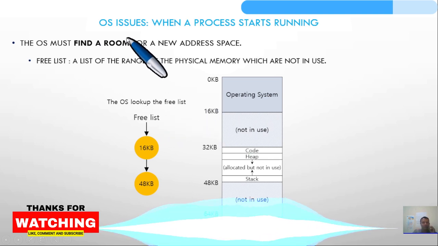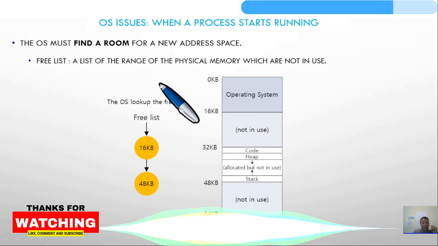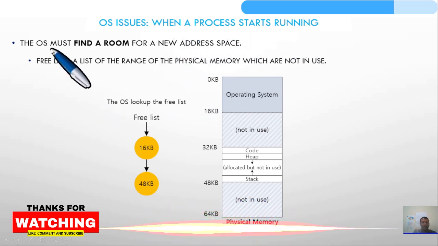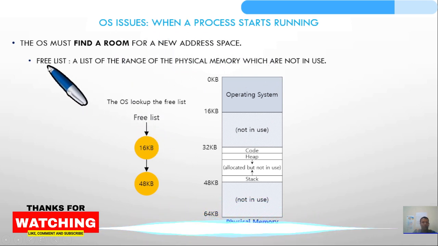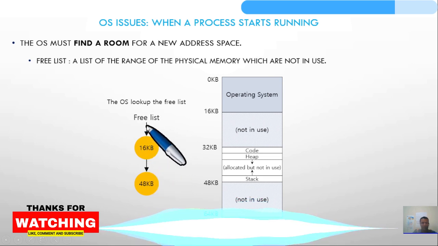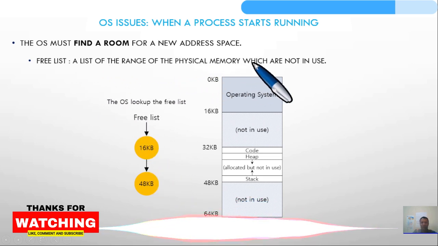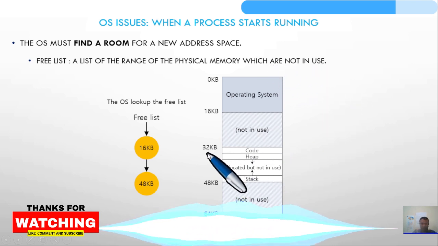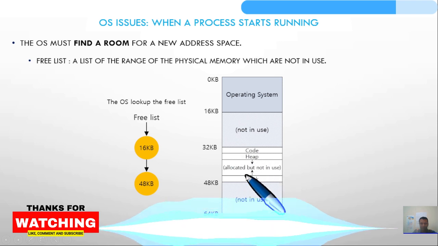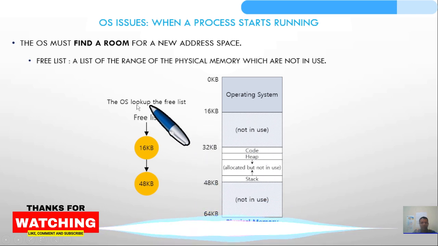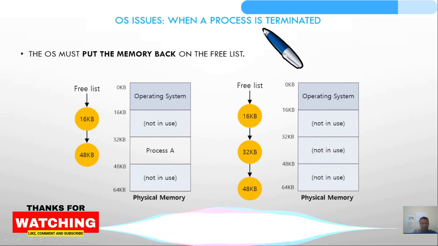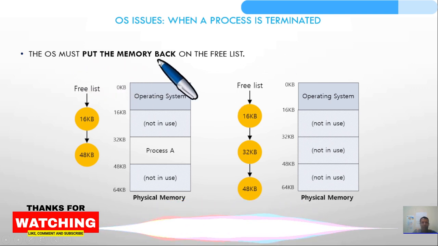So let's look at the operating system issues we have discussed and see what they mean. When a process starts running, the operating system must find room for a new address space. The free list is a list of the ranges of physical memory which are not in use. As you can see here, from 32 kilobyte to 48 kilobyte it is in use, but 16 kilobyte and 48 kilobyte are free. So the operating system has a free list showing where the free locations in the physical memory are.